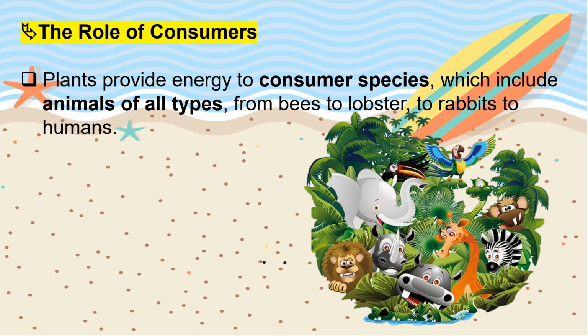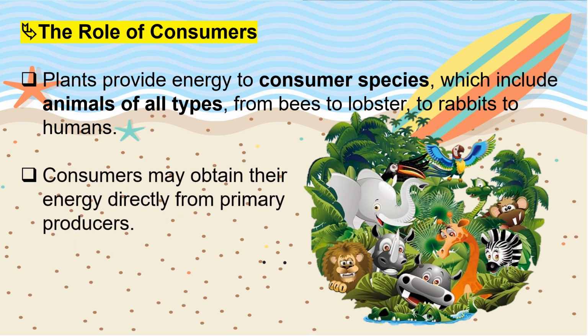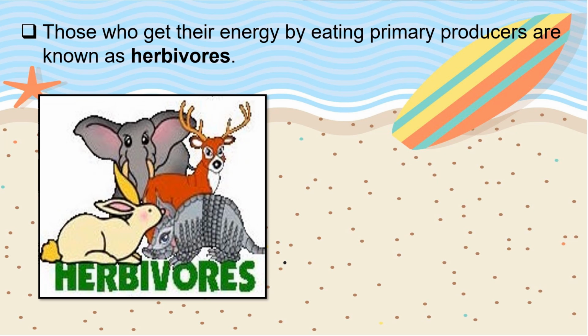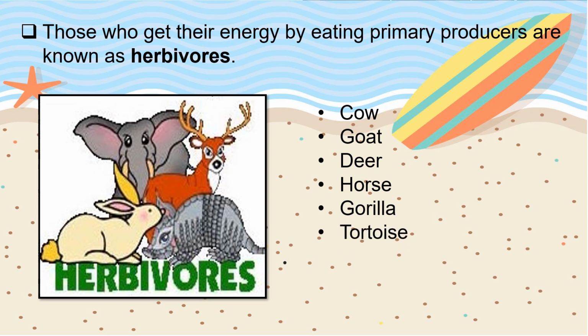What are the roles of consumers? Plants provide energy to consumer species, which include animals of all types, from bees to lobsters, to rabbits to humans. Consumers may obtain their energy directly from primary producers. Those who get their energy by eating primary producers, plants, are known as herbivores. Such as cow, goat, deer, horse, gorilla, and tortoise.